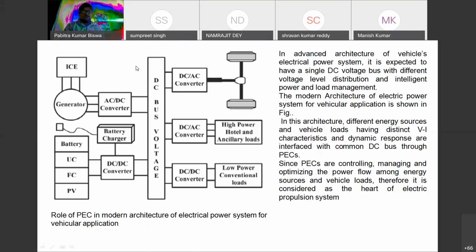Now here we are considering the different cases: an IC engine generator, an AC to DC converter, then the DC bus voltage. Similarly, there is the battery pack, and we are considering the ultracapacitor, fuel cell, and PV cell. Then we use DC to DC converters, and for the DC to AC converter, everywhere DC to DC converters are used for these cases.